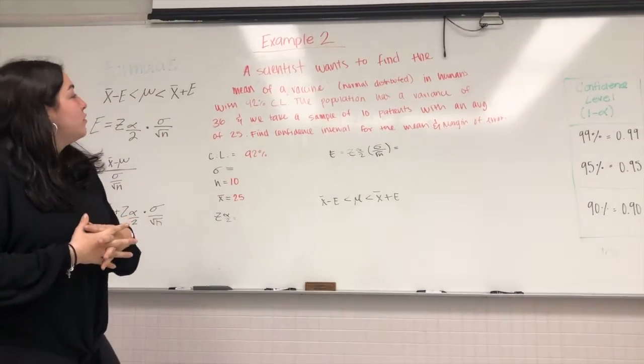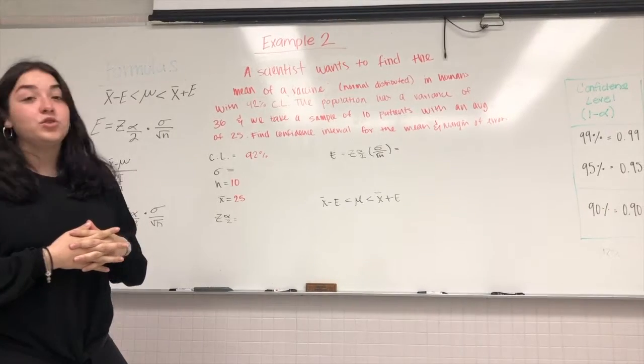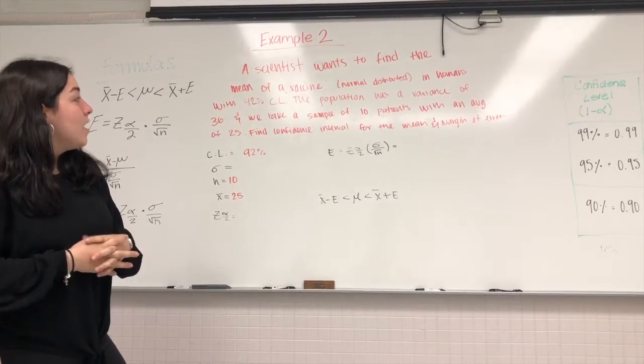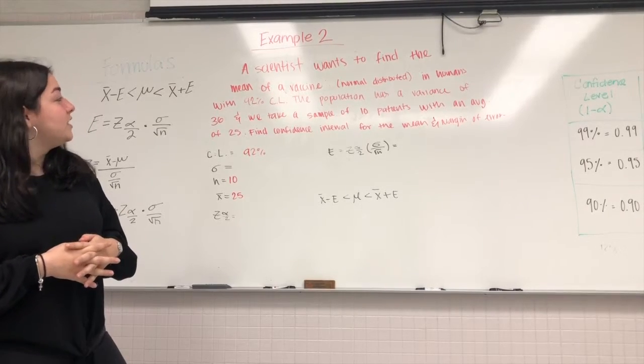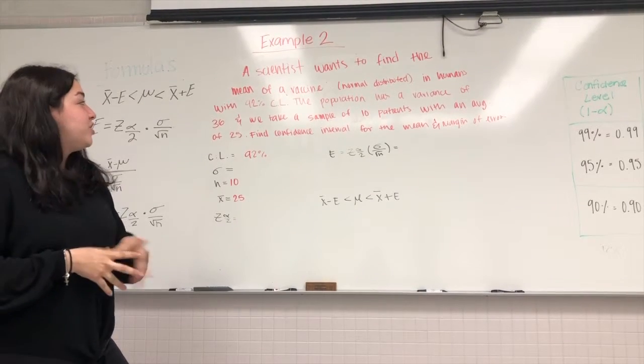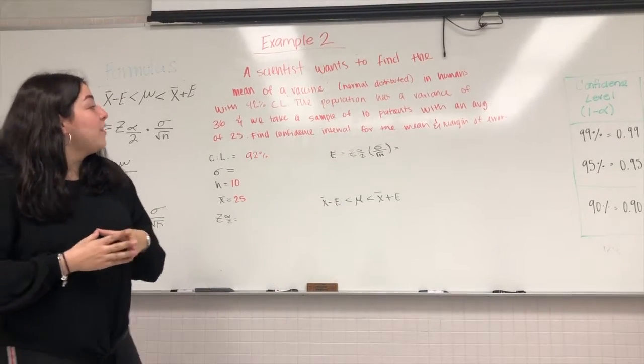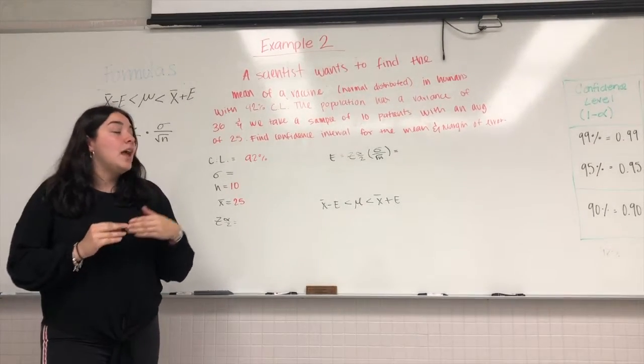This is our example number 2. A scientist wants to find the mean of a vaccine. It's normally distributed in humans with a 92% confidence level. The population has a variance of 36, and we take a sample of 10 patients out of the 36 with an average of 25. We have to find the confidence interval for the mean and the margin of error.